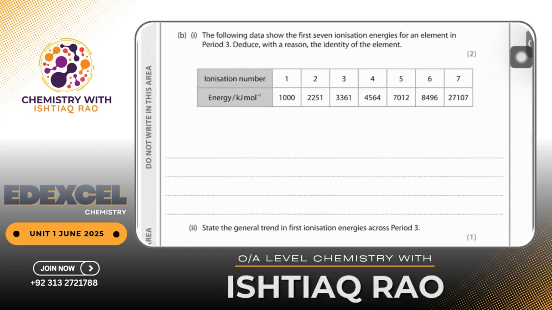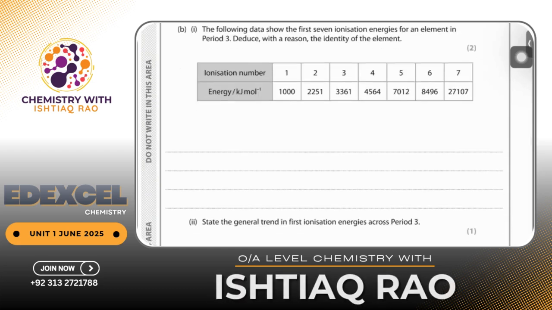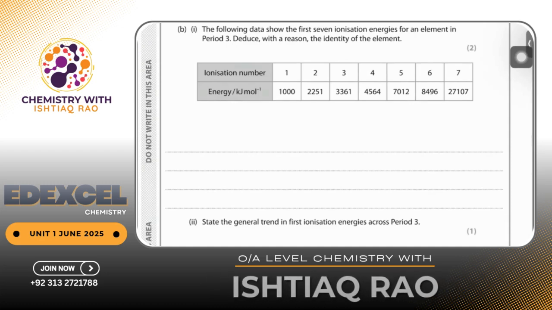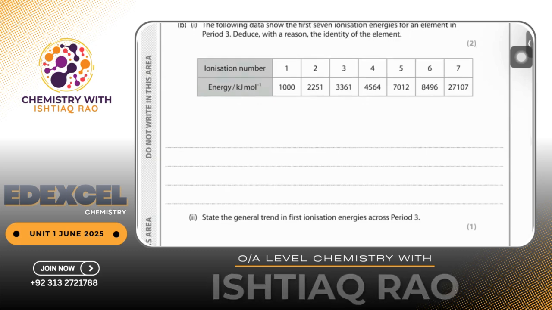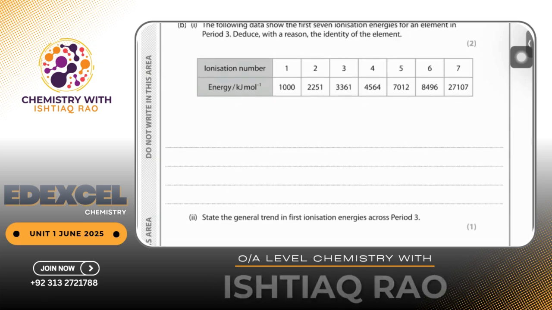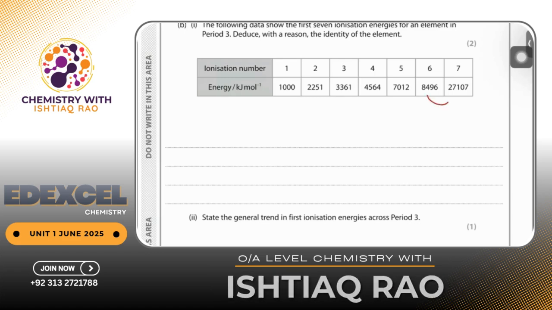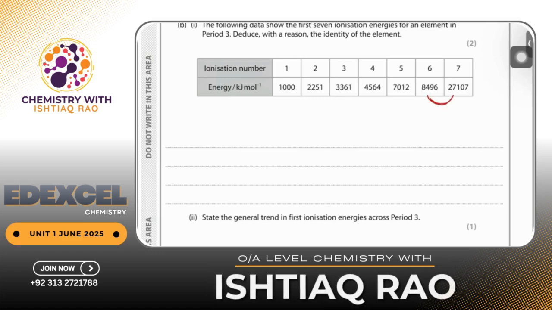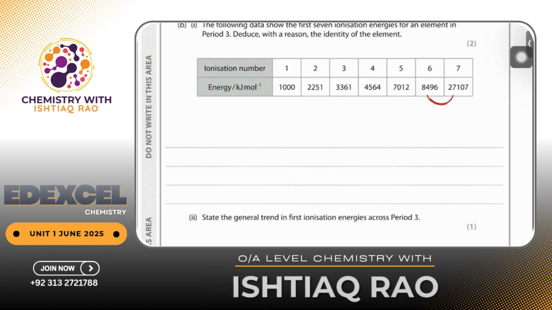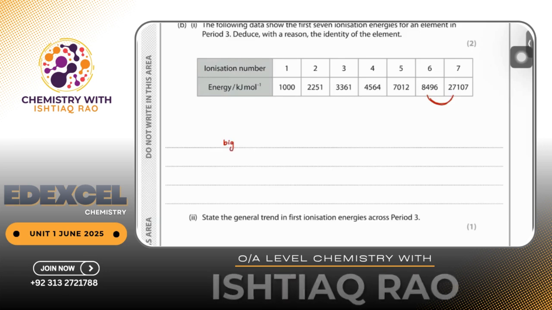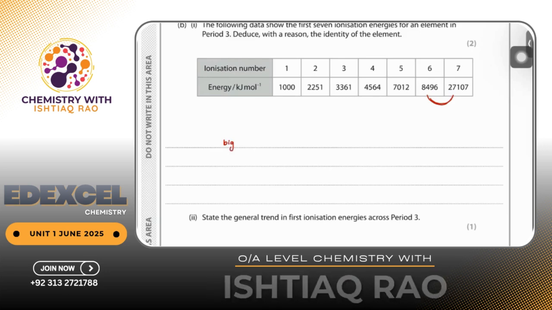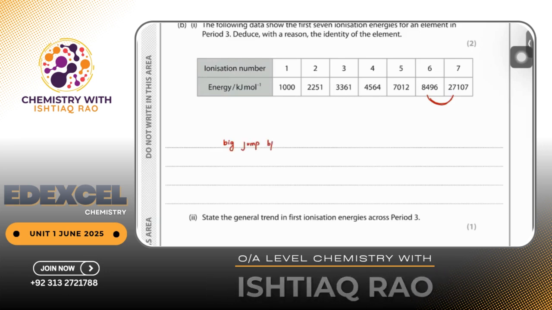Deduce the identity of the element. Okay, we can see the big jump. I think the big jump is in between this one and this one, from 8,000 to 27,000. It's a big jump between the 6th and 7th.